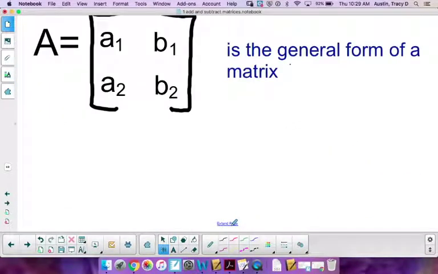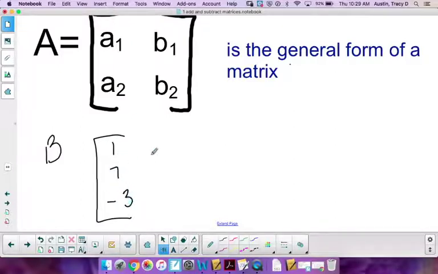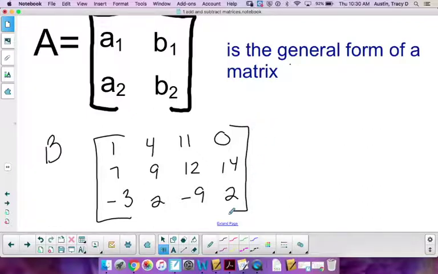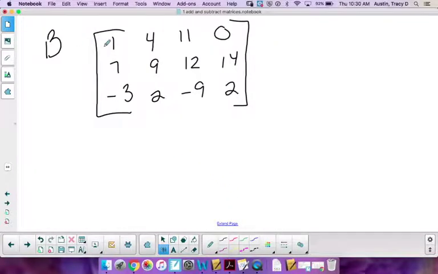Okay. So let's say that I have the matrix B: 1, 7, -3, 4, 2, 9, 0, 14, 2. All right, so here's my matrix. And this is specifically 3 rows by 4 columns. So say 3 by 4 matrix. And the name of the matrix, since we've given it a letter, is matrix B.